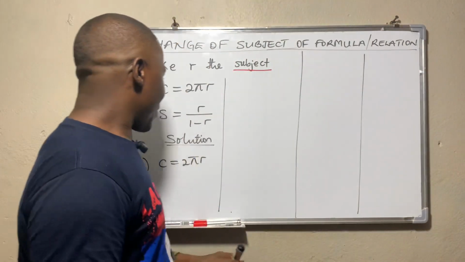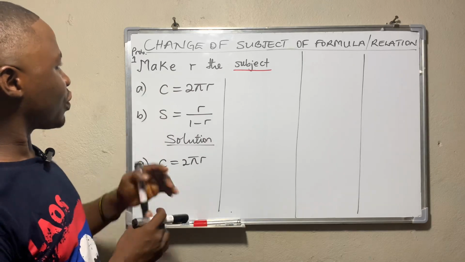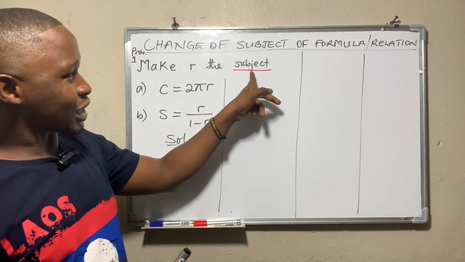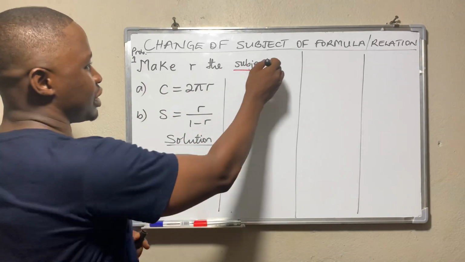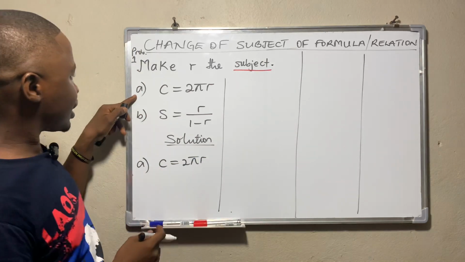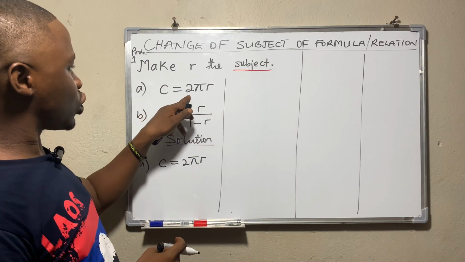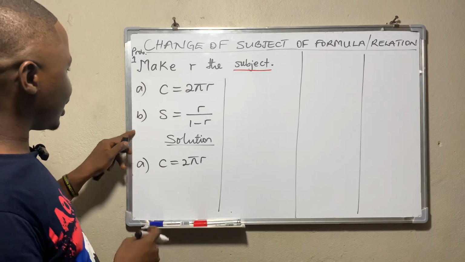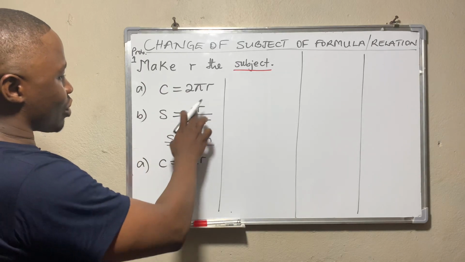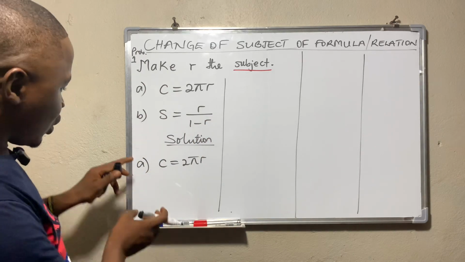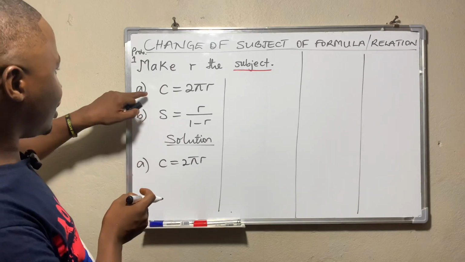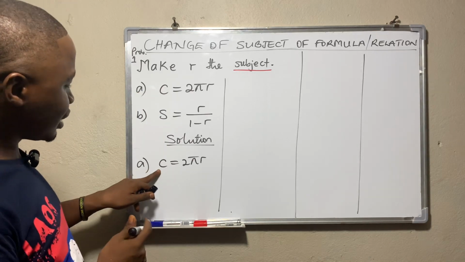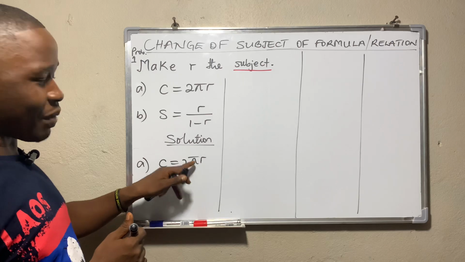Let's see. Now, the first one here, the question reads, make R the subject. All right. So A says C is equal to 2 pi R. B says S is equal to R over 1 minus R. We want to start with the first one, of course. A comes before B. It says C is equal to 2 pi R.